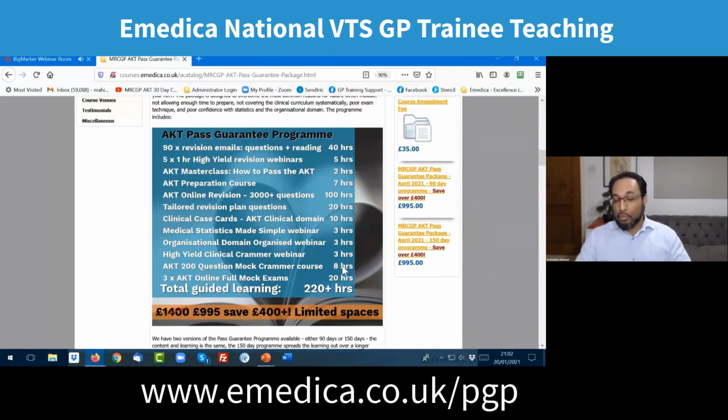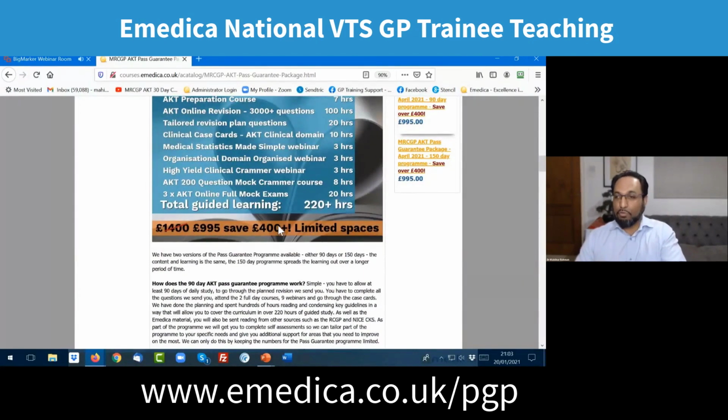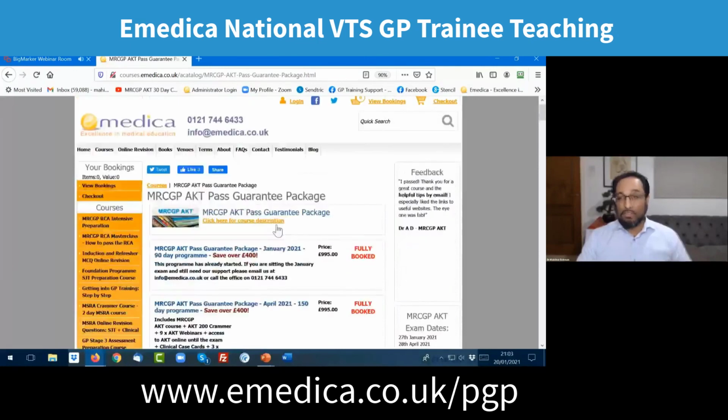By the end of it, you will have covered all of the key things in the curriculum. You'll have done over 3,000 questions. You will have done 3 full mocks plus a full mock on a talk basis at the 200 crammer course. You will have read the revision cards. You will have read things from the Oxford Handbook of General Practice. You will have had tailored revision. So you have a program laid out for you day by day for either 90 days or 150 days. Okay, so that's our most structured program.